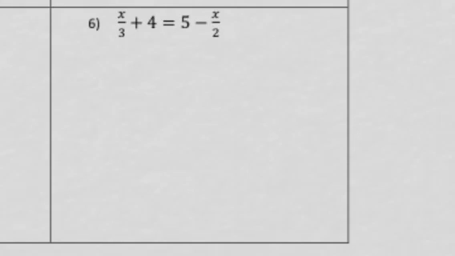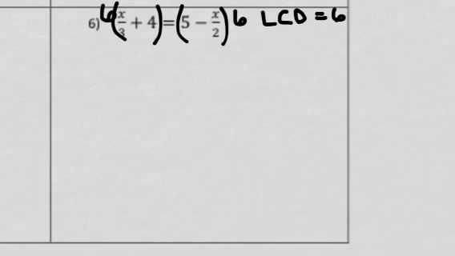This last example doesn't have to be done the way I'm showing it to you, but most students don't like to work with fractions. So if we multiply by the lowest common denominator, let's look at the denominators. 3, this denominator would be a 1, same with this one, and then a 2. So the lowest common denominator is 6. Now watch what happens when I multiply both sides of the equation by 6.